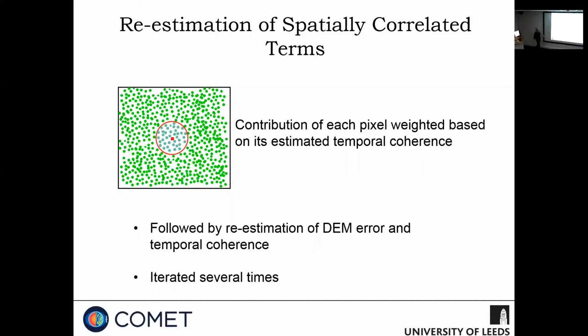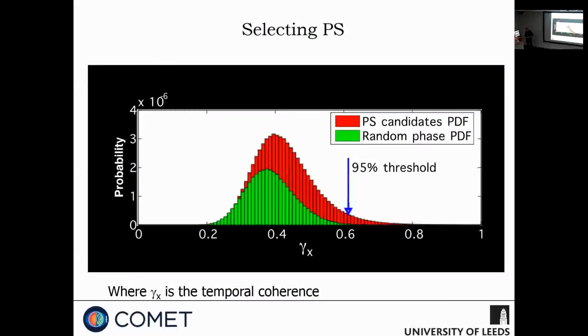So this is this point here. Re-estimate it and iterate this a few times. Actually after about three times, all right, at this stage we haven't estimated deformation at all, but what we have estimated is the level of noise at every pixel. That's characterized by something called the temporal coherence. Essentially, temporal coherence of 1 means there's no noise, and 0 means there's only noise.